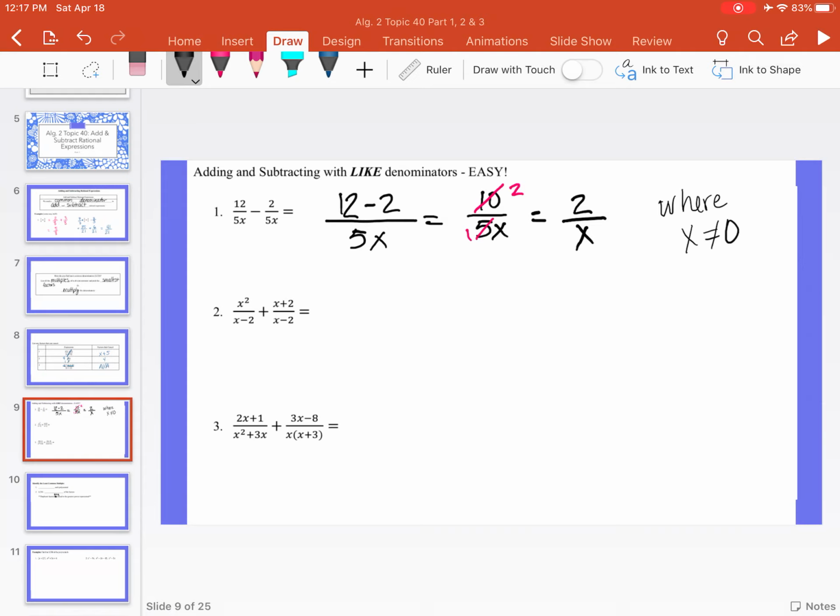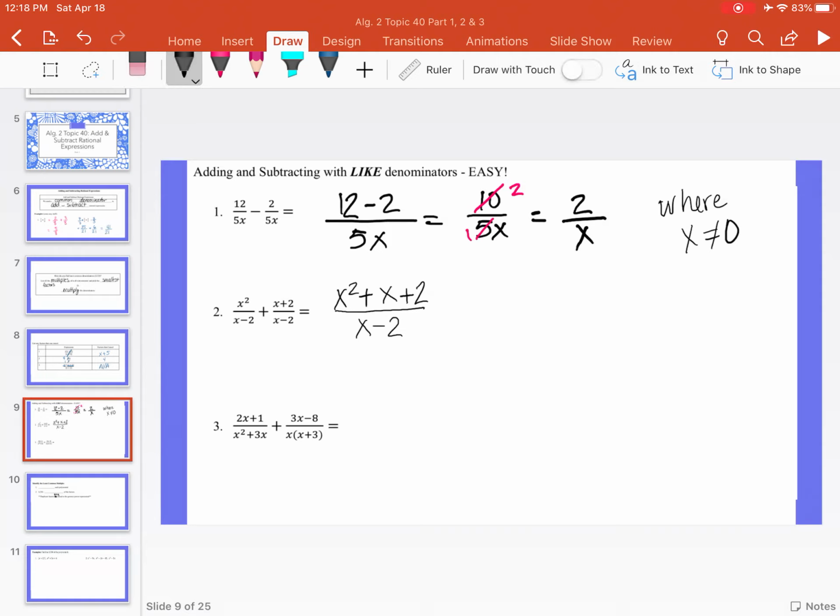Moving on to example 2, we have x squared divided by x minus 2 plus x plus 2 divided by x minus 2. So because we have a common denominator of x minus 2, we can write that and write our numerator as x squared plus x plus 2. Now sometimes we can factor the numerator and cancel. However, here we can't actually factor the numerator to cancel with the denominator, so we can just leave it as is.